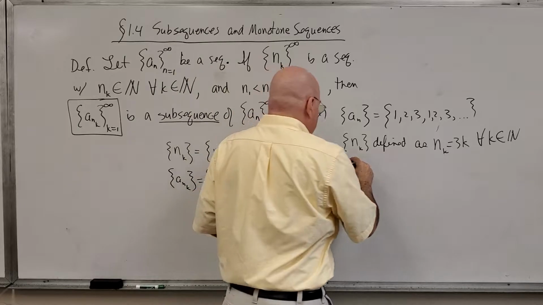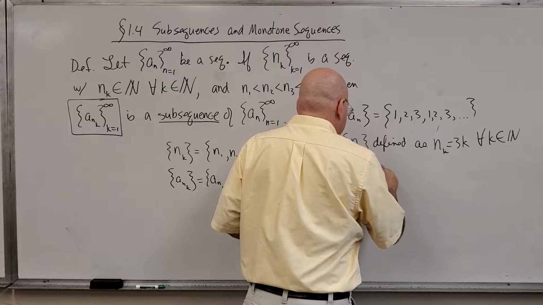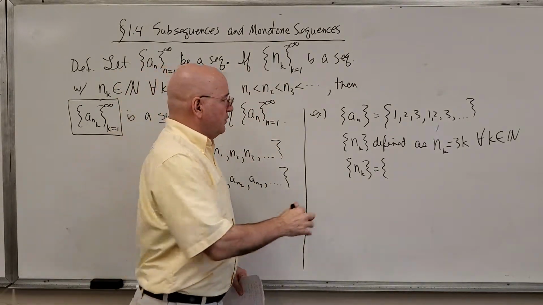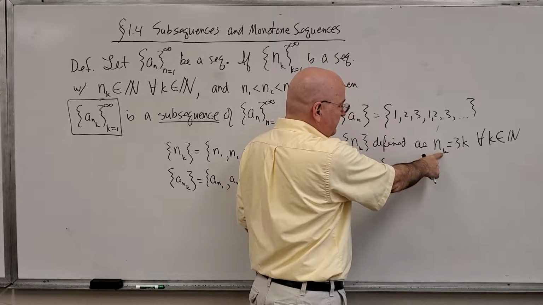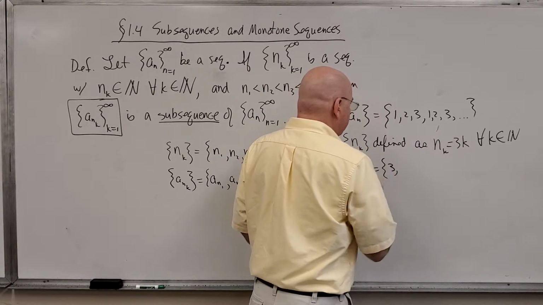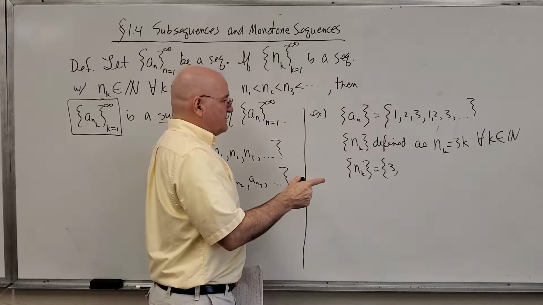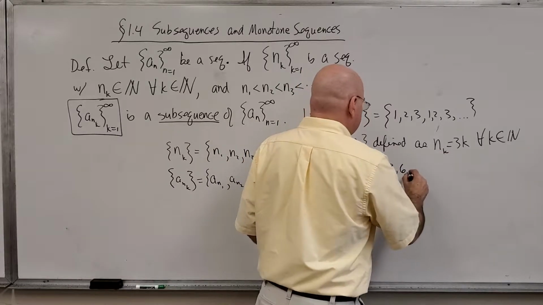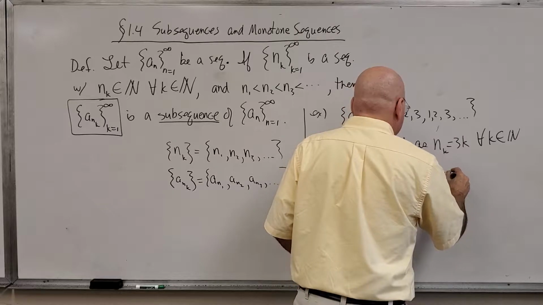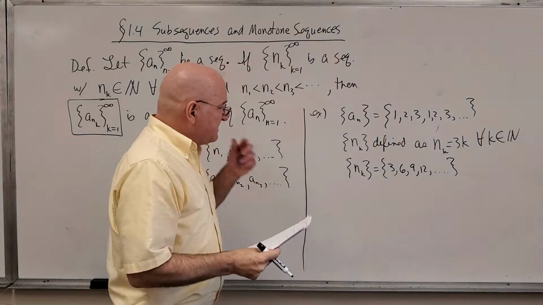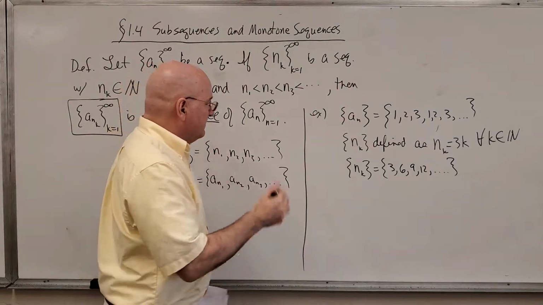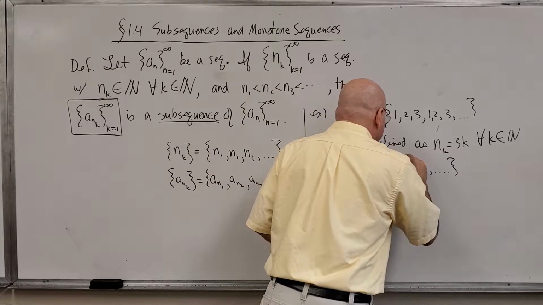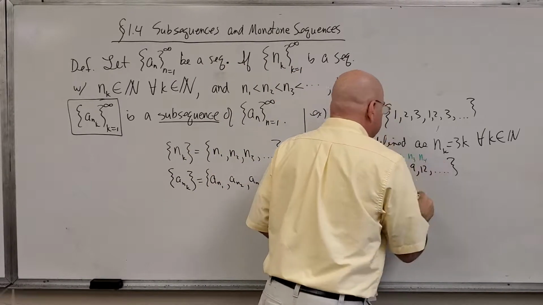All right, so what does that mean? If I want to list out the elements of n_k, what's the first one? Well, the first one is when k is 1, so it would be 3 times 1, or 3. The second one is going to be when k is 2, so it'll be 3 times 2, or 6. So that's what the sequence n_k looks like, and I'll just make a note that we have n1, n2, n3, n4, and so on.